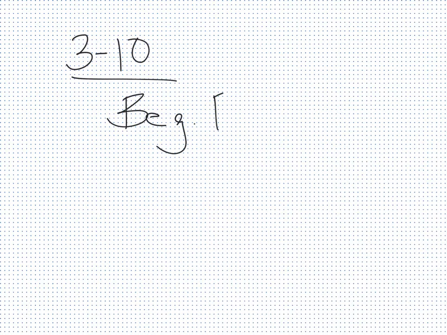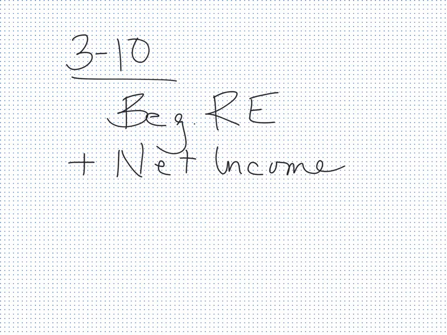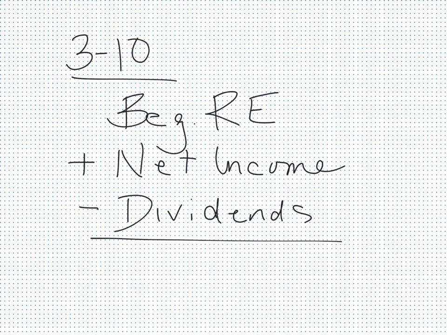your beginning retained earnings, and the items that affect retained earnings. Net income increases retained earnings. Then, of course, if you have a loss, it would decrease retained earnings. But net income increases retained earnings, and dividends, any dividends that have been declared during the accounting period, will reduce retained earnings, and that will bring you to the ending balance of retained earnings.